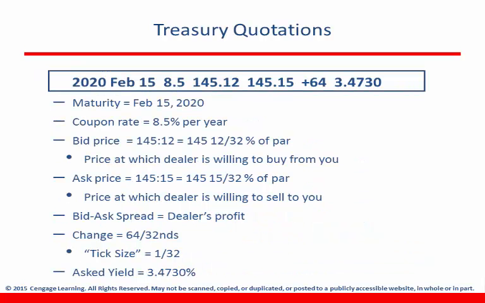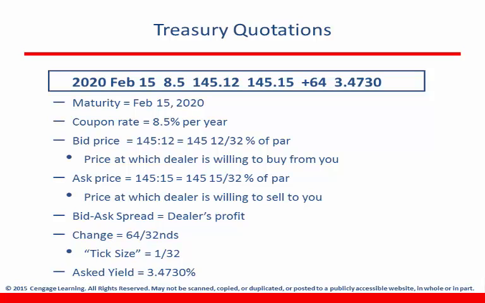So let's look at the next slide, and I'll lay all of that out for you exactly. All right, so we've already obviously identified the maturity and the coupon. Let's talk a second about the bid price versus the ask price. Now, the bid price is the price at which the dealer is willing to buy from you, whereas the ask price is the price at which the dealer is willing to sell to you. And that difference, why is there a difference there? Well, obviously, that dealer wants to make a profit, and that's called the bid-ask spread.